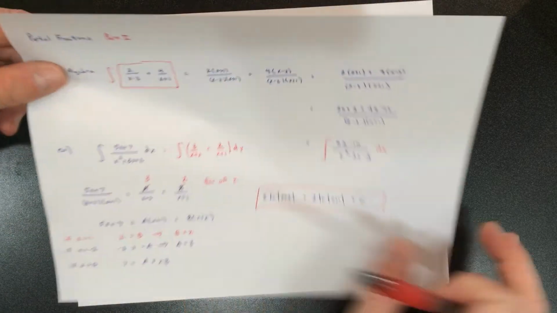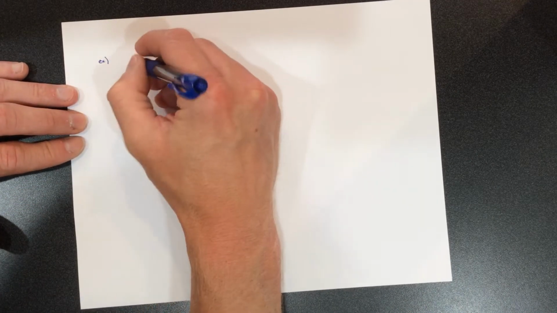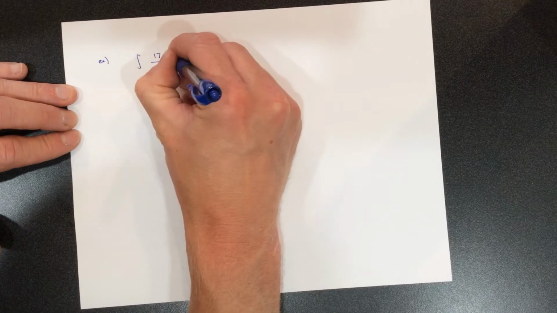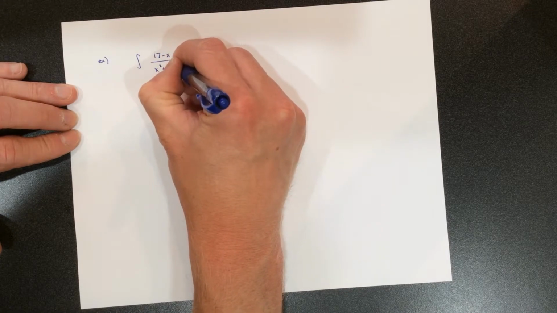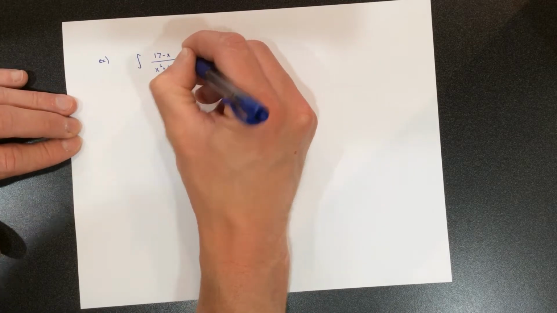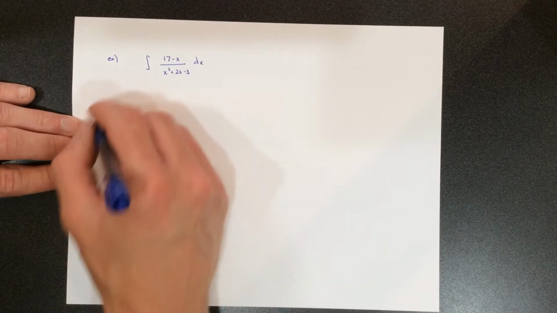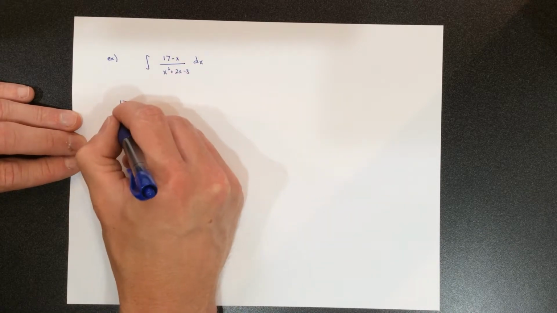Okay, I'm going to do one more in the first part. Okay, let's do the integral of 17 minus x all over x squared plus 2x minus 3 dx. Again, you look at that, it's not going to fit any of our models, and so let's rewrite it. So down here, first thing is, right, 17 minus x all over, and let's factor that.